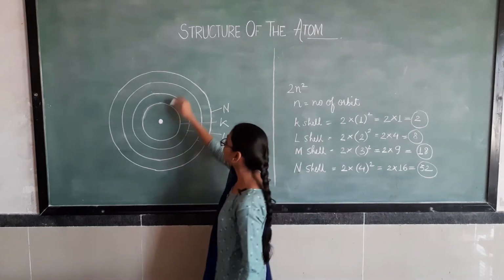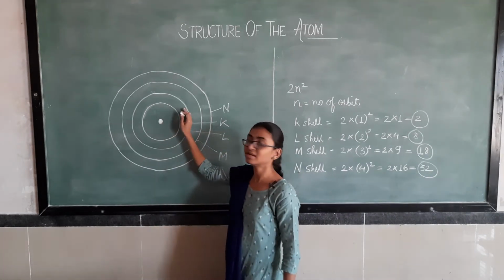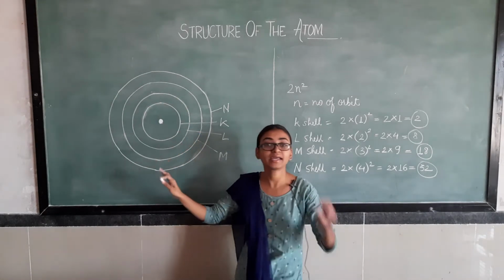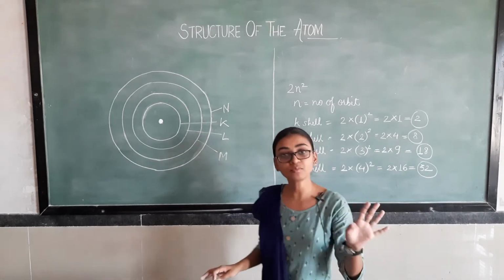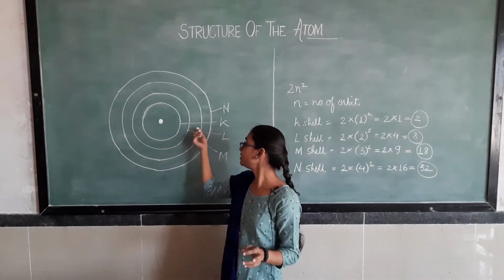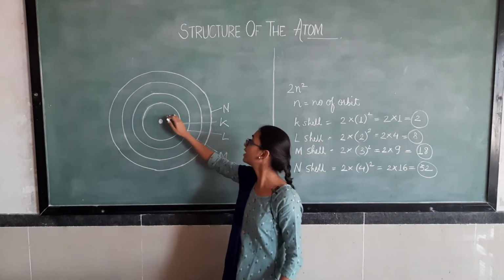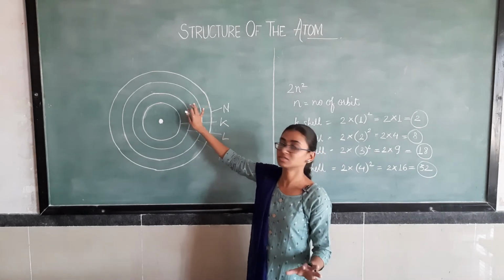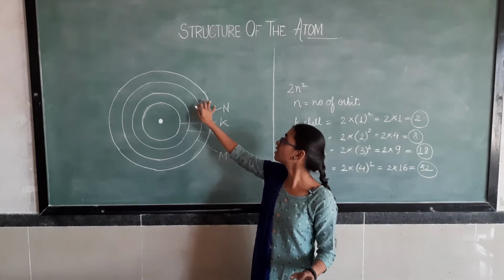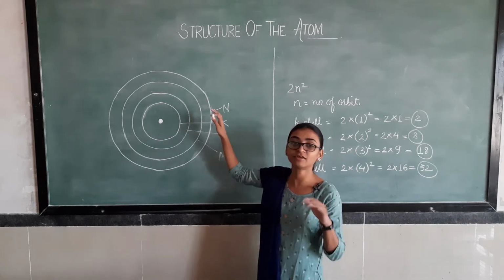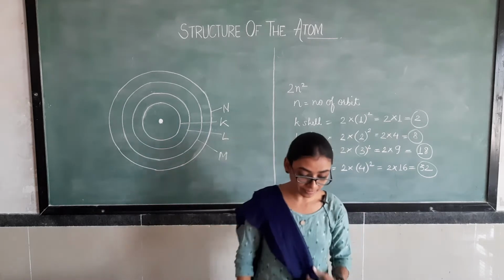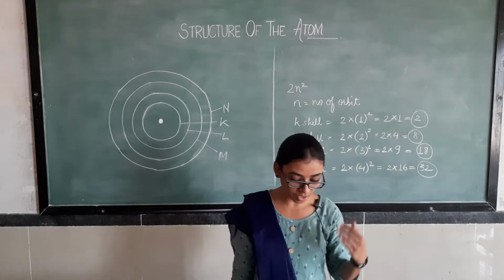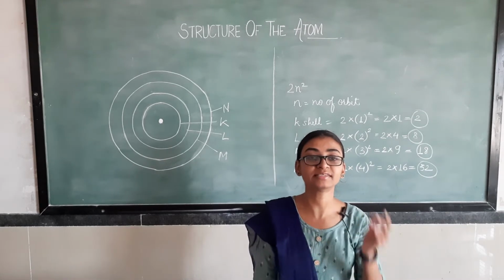Means if this is the outermost orbit for some element, then this orbit will occupy 8 electrons. Not more than this. Suppose for any other element this is the outermost orbit, so this will occupy 8 electrons. So the second rule is: the maximum number of electrons that can be accommodated in the outermost orbit is 8.